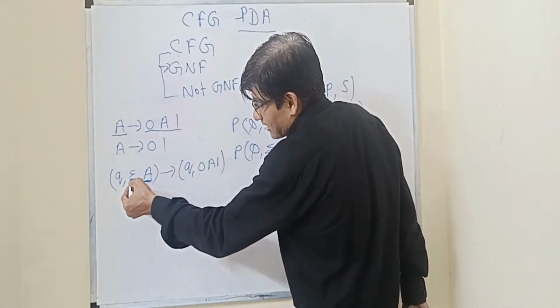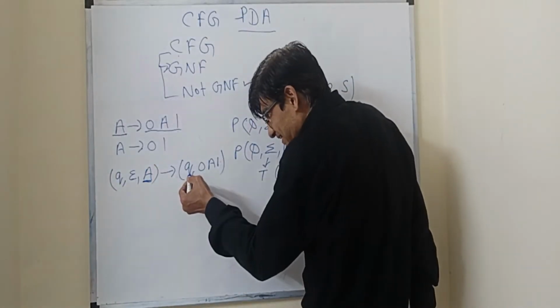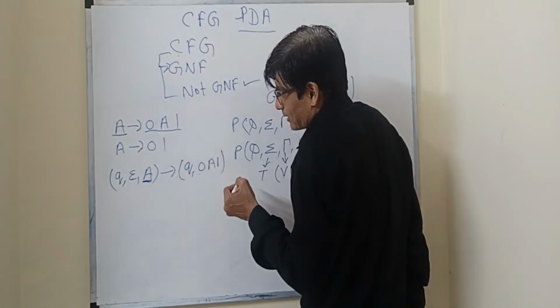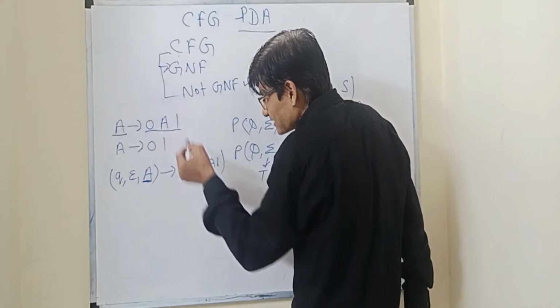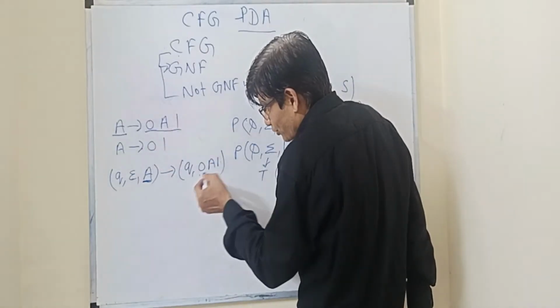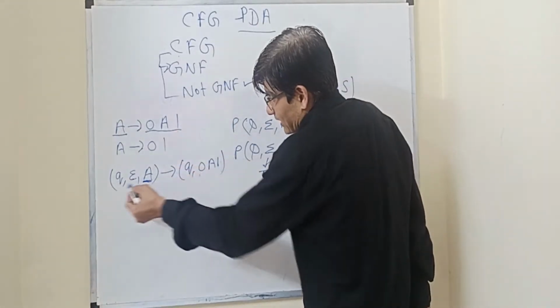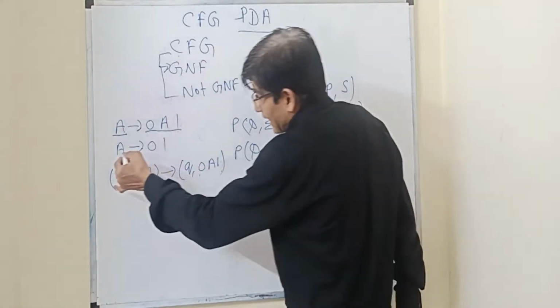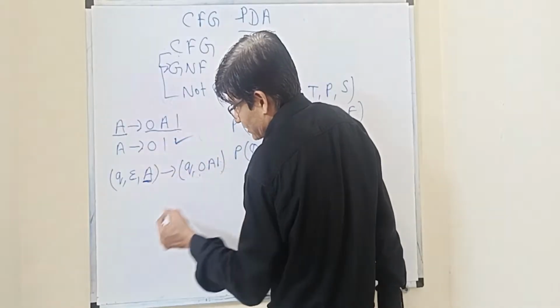So it means it is epsilon. And for this combination, we will stay in Q state, and we will push the right hand side of production into the stack. Now, considering this, we have written this rule. Now, I will write the transition for this particular production.